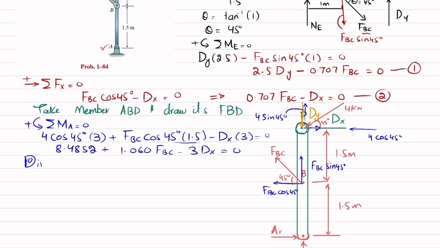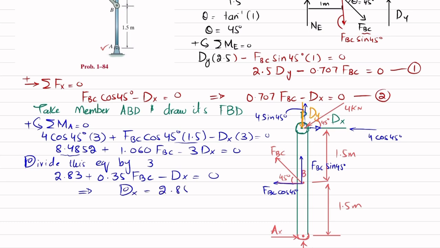Divide this equation by 3 to get dx, clear? So when you divide this by 3, you will get 2.83 plus the second term will give you 0.35 FBC minus dx equal to 0. So from here you will get dx equal to 2.83 plus 0.35 FBC. Let this be your equation number 3.